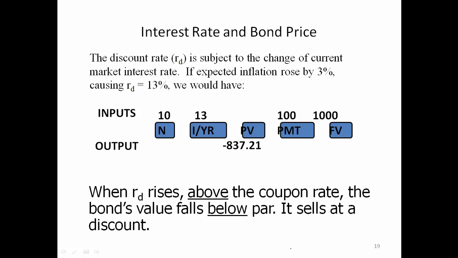The discount rate is subject to the change of the current market interest rate. So, for example, if expected inflation rose by 3%, then the discount rate could be 13%. And if we use 13% as the discount rate and everything else remains the same, then we would have a price of $837.21. So you get the idea. When the interest rate rises, then the bond value would fall. So when the interest rate goes above the coupon interest rate, the bond value falls below the par value, and in that case we say it sells at a discount.